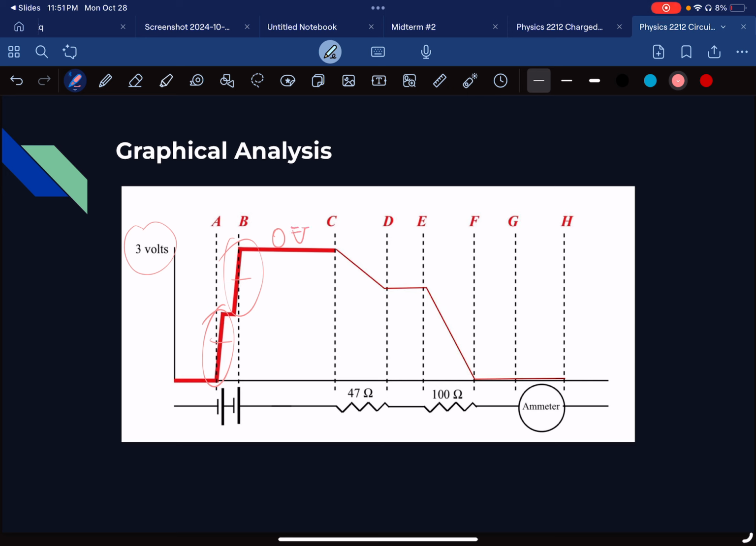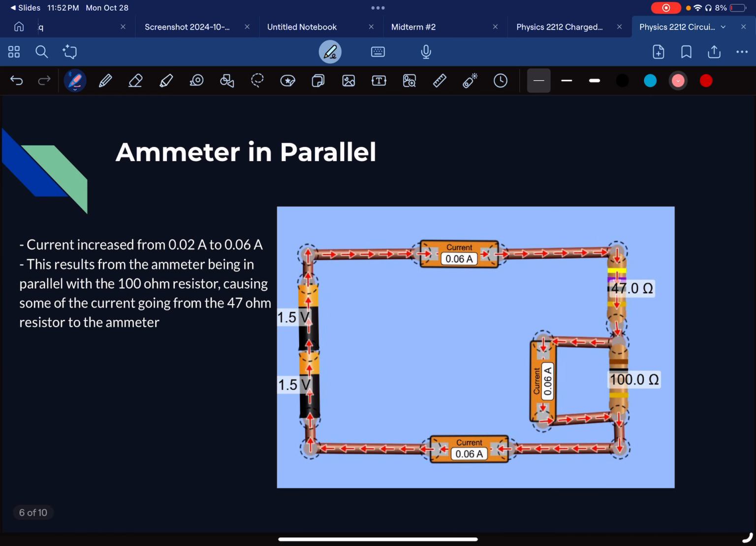And then we have a dip with magnitude negative 0.96 volts from C to D, our first resistor of 47 ohms. And then, of course, we go delta V equals 0 volts from D to E. And then we have another dip all the way down to 0 volts of negative 2.04 volts, resulting from our 100 ohm second resistor from E to F, of course. And of course, as always, initial current is equal to final current. That is our graphical analysis.